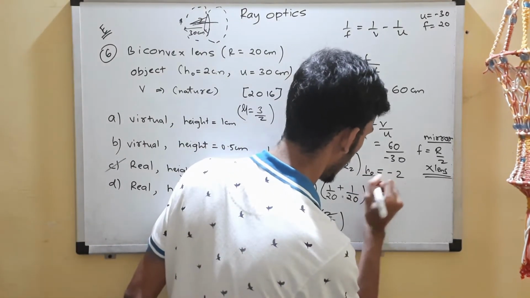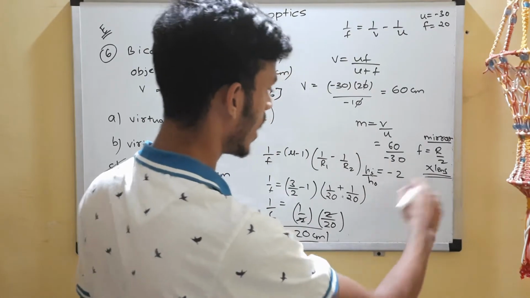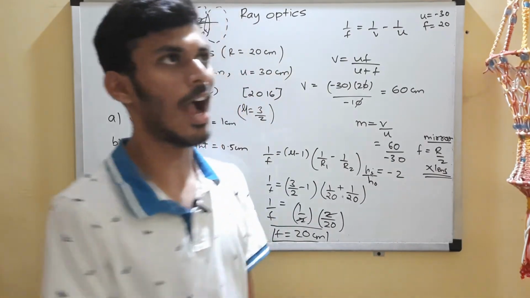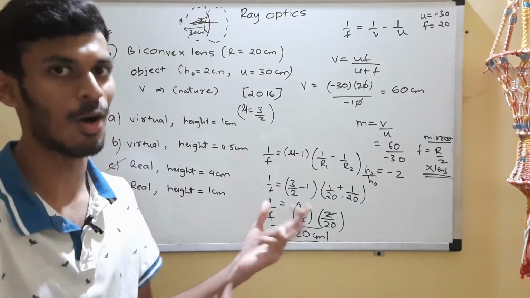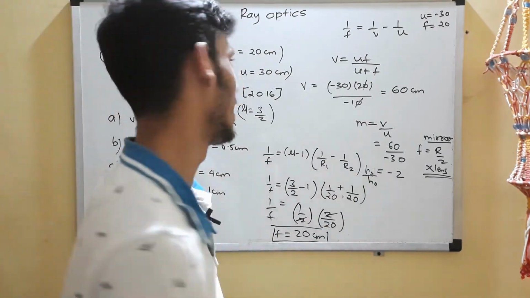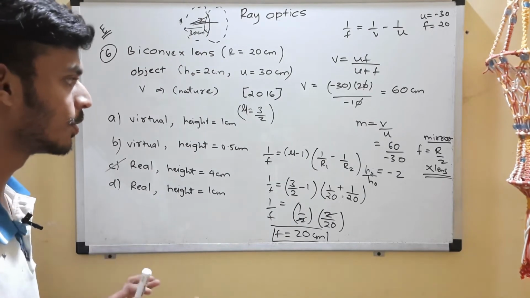Magnification, you can write it as hi by ho, right? So ho is 2 centimeters, take it to the other side, 2 to the 4, right? So the height of your image will be 4 centimeters in the opposite sense. That is what the negative sign is showing. So that is how you do this question.